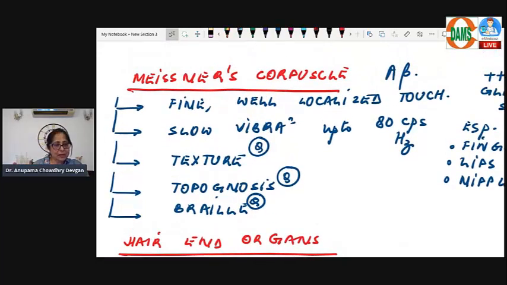Let me complete this topic, receptors, and then we'll take a break. I'll take another 5 minutes to complete it, and then we will do this.